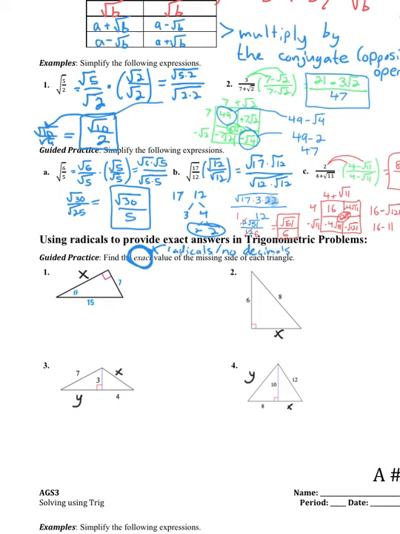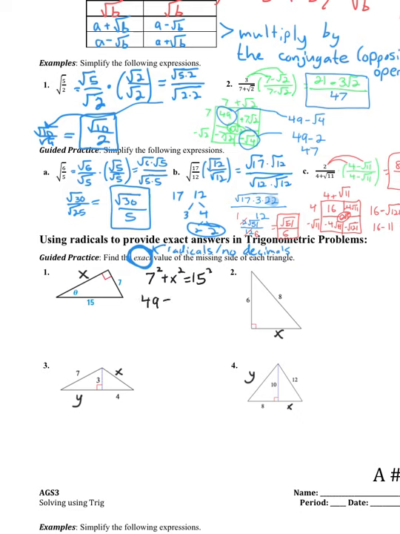Let's take a look at these last few problems here. So we're given angle theta, but it doesn't matter because this is a Pythagorean theorem problem. We're just looking for side x. So the hypotenuse is 15. So we can say 7 squared plus x squared equals 15 squared.